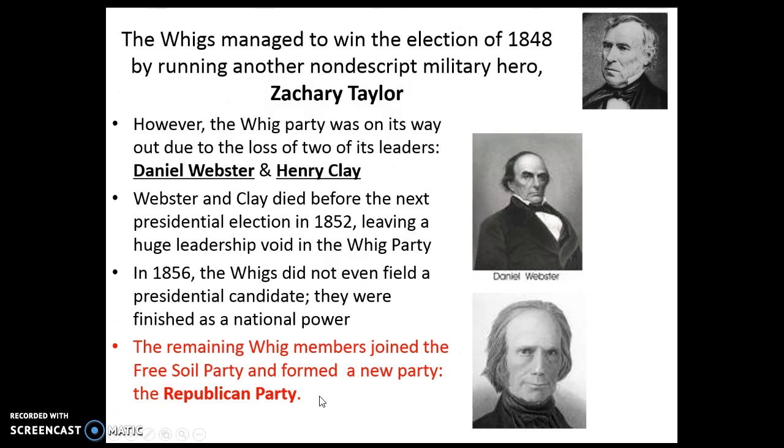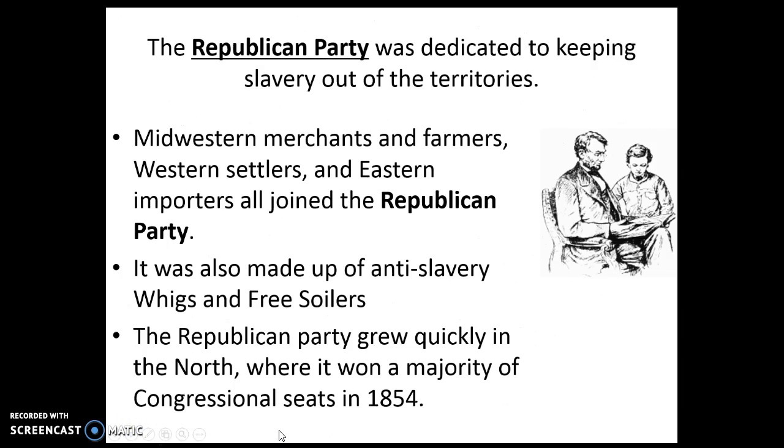So the remaining Whig members joined the Free Soil and formed the new party, the Republican Party. So it's made up of the remnants of the Whigs, and the Free Soil Party that was a breakoff of the Whigs originally. In the late 1850s, the Republican Party was dedicated to keeping slavery out of territories, not destroying slavery, just stopping its expanse so that eventually it would die out. So it was the gradualist theory that they are focusing on.